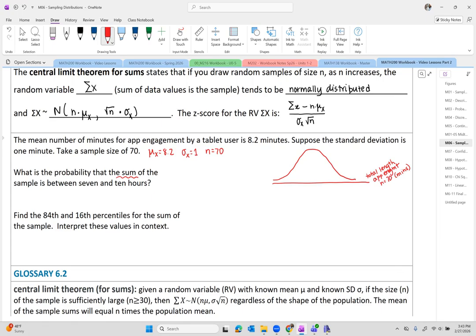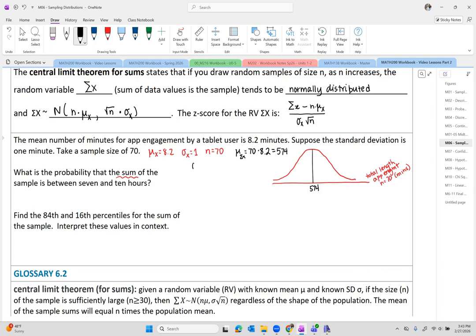So the mean for this distribution, the mu of the sum of x, will be n times the mu of x, which is 70 times 8.2, and that is 574 minutes. So this value in the middle here will be 574.